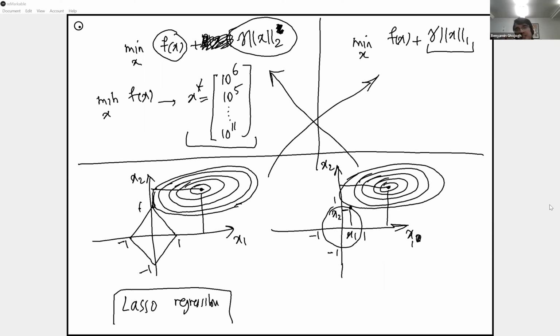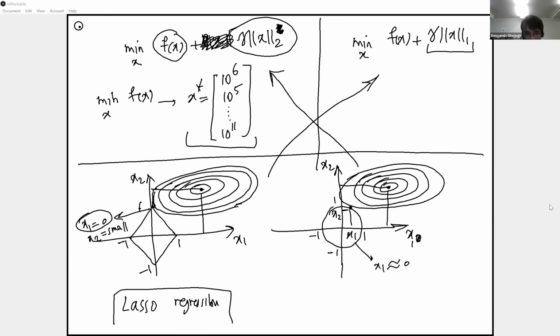However, in this case you're regularizing using the L1 norm, and you will probably touch one of the corners. In this corner, interestingly, x1 is 0 and x2 has a number, but x2 is also small. But one of the elements is exactly 0. Here it's not 0; x1 is close to 0. Here x1 is exactly 0.